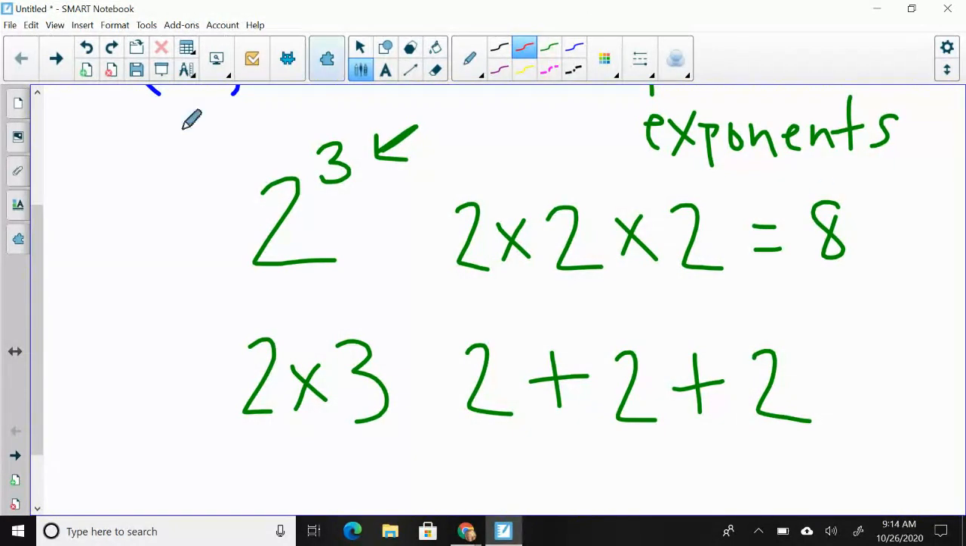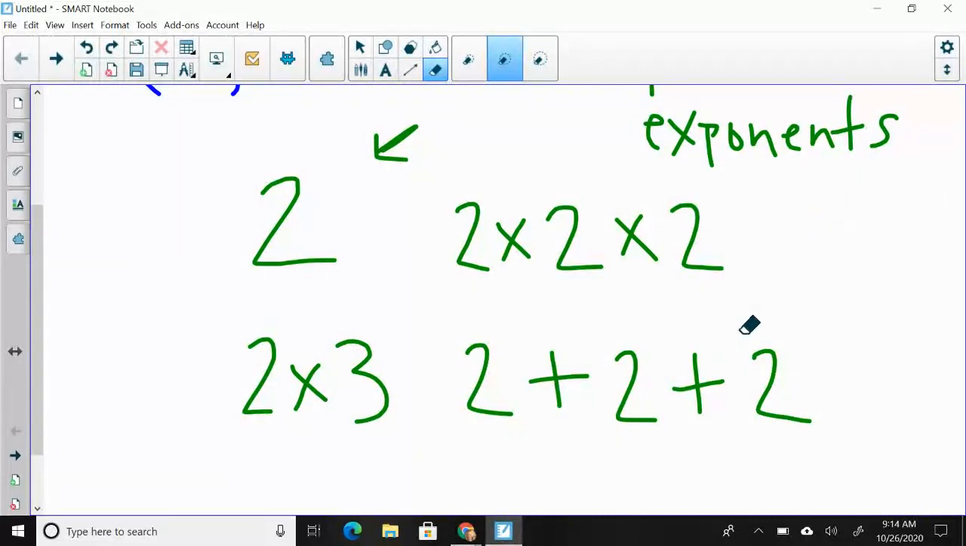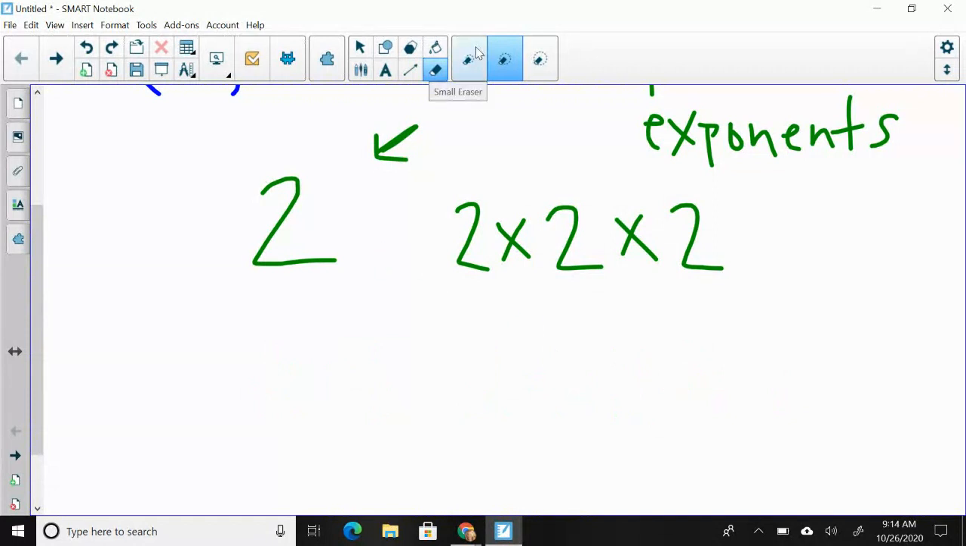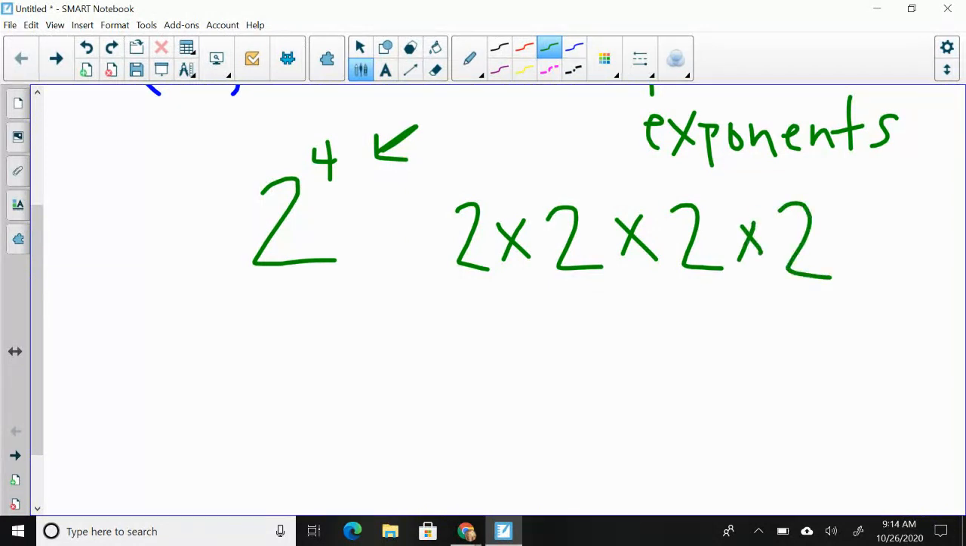Okay? If I change that exponent to a 4, that would be 2 to the 4th. So then I would just make another times 2. My number is doubling each time. 2 times 2 is 4. 4 times 2 is 8. 8 times 2 is 16.